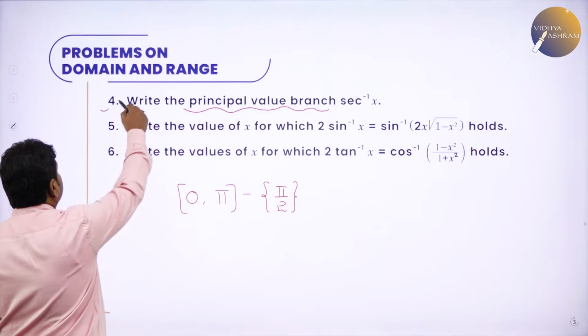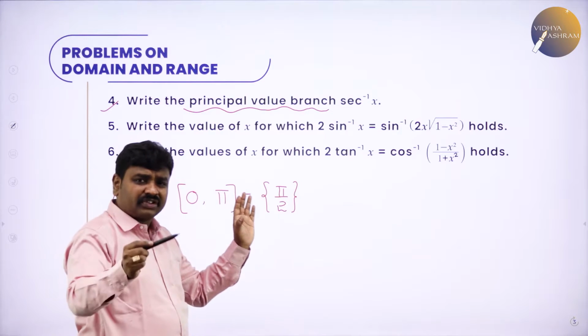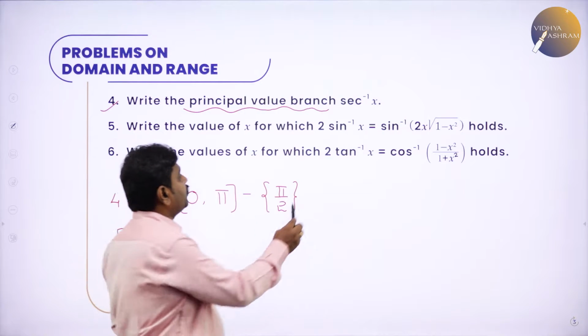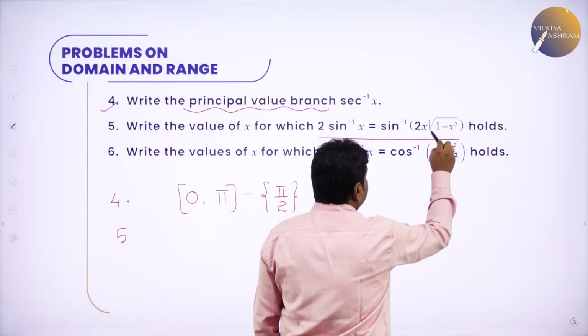Then fifth question. What is the fifth question? Write the value of x. Value of x is also called the domain for this function. 2 sin inverse x is equal to sin inverse of 2x root of 1 minus x square.